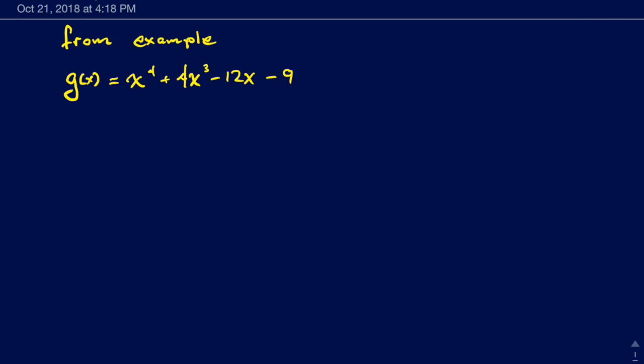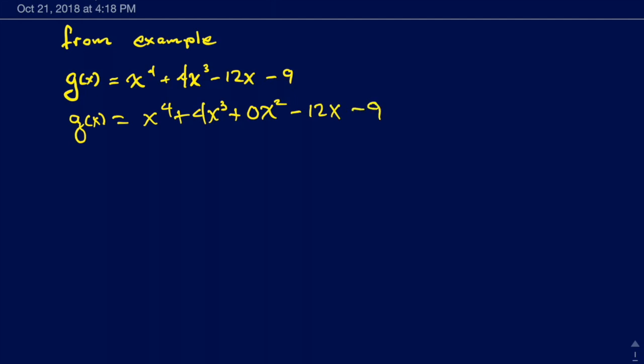Now what I have for you here is an example that comes from the first example in the book on this topic. And one of the things that we have to recognize is that this has to be rewritten. G of x is equal to x to the fourth plus 4x to the 3, and we need a zero term for x squared, because x squared is not represented in the standard form of this polynomial. So minus 12x and then minus 9.